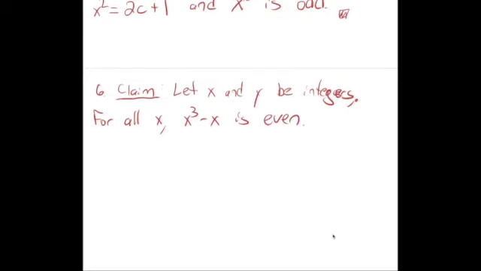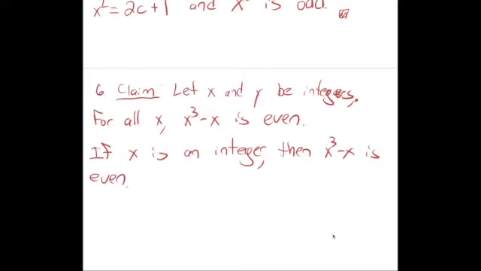Yep. One kind of subtle thing here is that these for all statements are conditional statements, right? So you can think about writing this as: if x is an integer, then x cubed minus x is even. I don't know why there's a y in this statement. I probably was just copying and pasting, but we don't have a y. That's another way of writing the statement as a conditional, which might help if you're trying to do a direct proof.